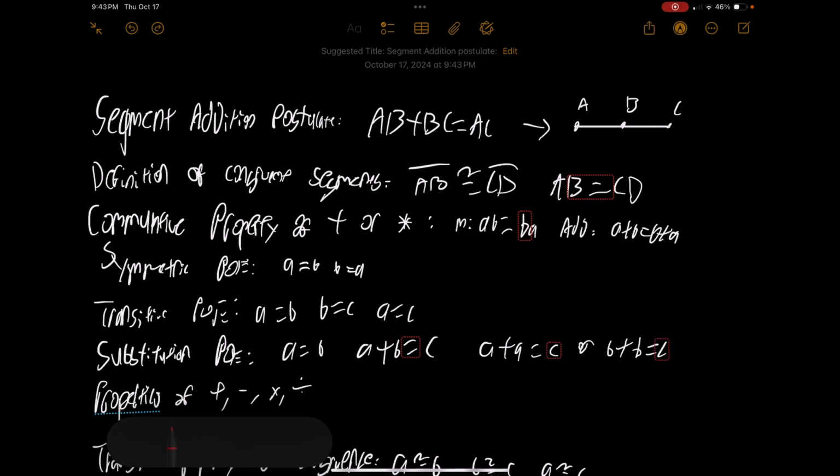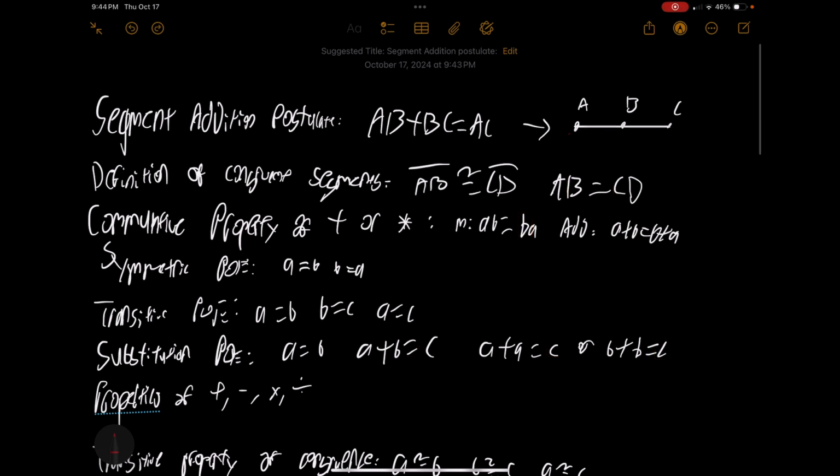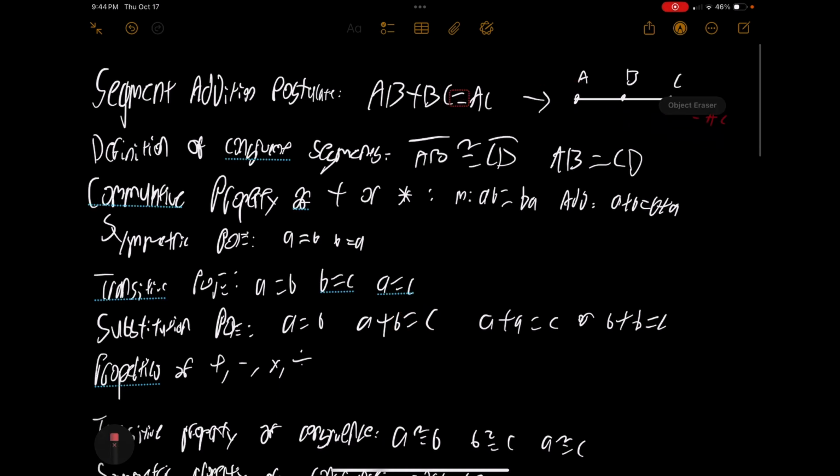Theorems, proofs, whatever. The first one you should already know: the segment addition postulate. Given a diagram like this, segment AB plus segment BC equals AC. That postulate isn't proven, but is assumed true. You cannot prove a postulate.